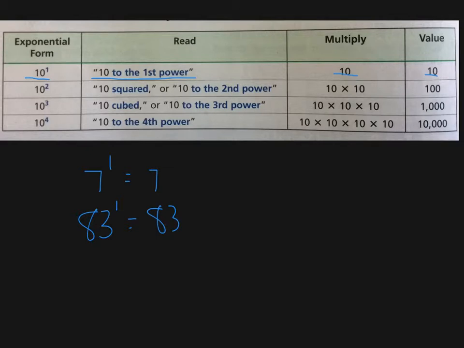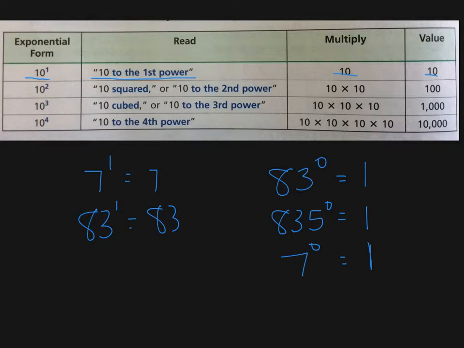Now, on a side note, this is kind of one of those loophole informations, so make sure you write this into your notes. Anything to the power of 0 is 1. I could have 835 to the power of 0, it's going to equal 1. I could have 7 to the power of 0, it's always going to equal 1.